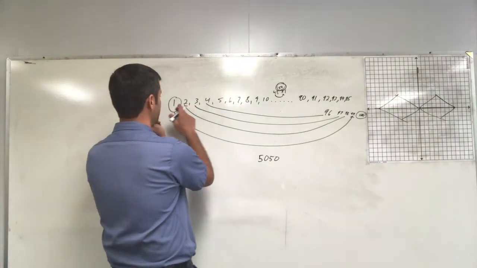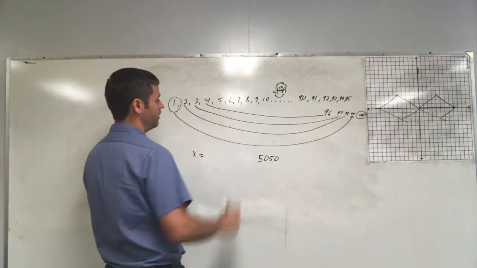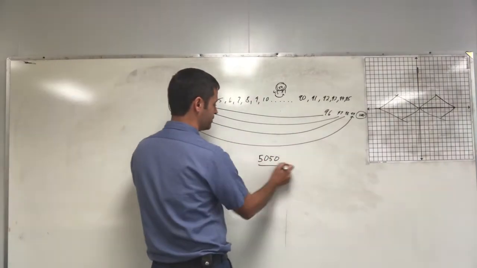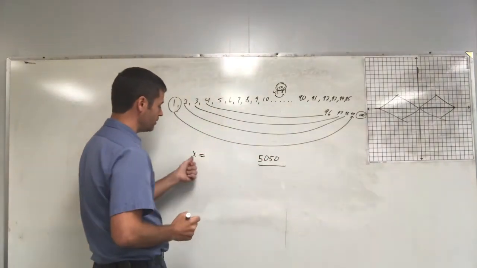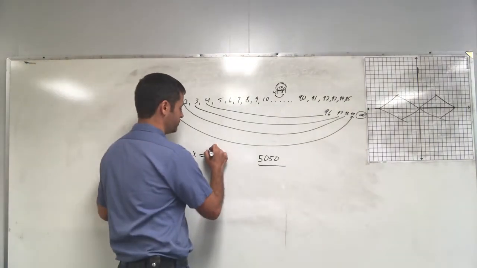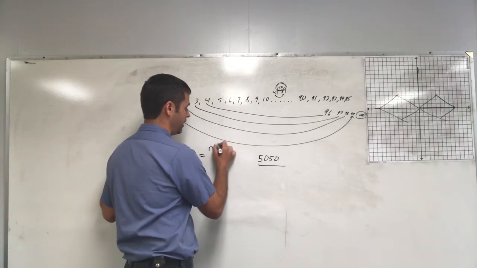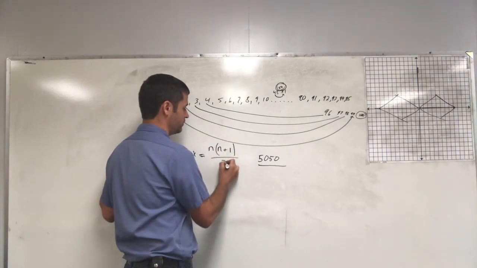So the fifth triangular number is 1 plus 2 plus 3 plus 4 plus 5. The 100th triangular number is 1 plus 2 plus 3 all the way up to 100. That equals this. So the formula is this number is equal to n, which is what number you're trying to find, n times n plus 1 divided by 2.